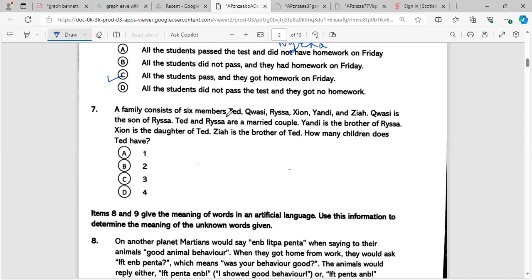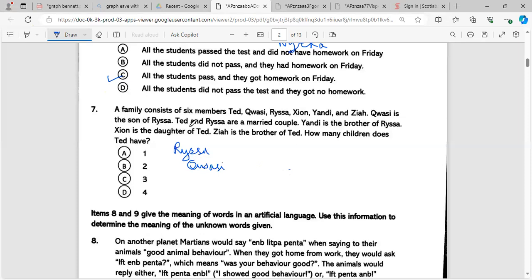Okay. So I'm going to reason it out step by step. You have 6 family members. Here we start. Kwesi is the son of Riza. Riza is the mother. So I think Kwesi would be the son of Riza, because Ted is a man. Ted is one man.